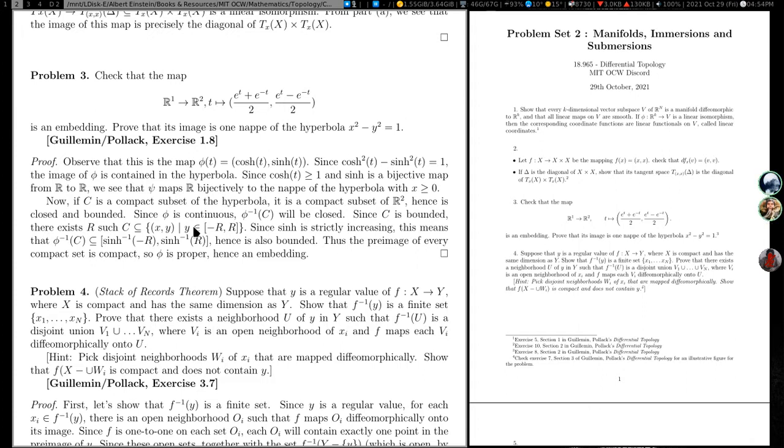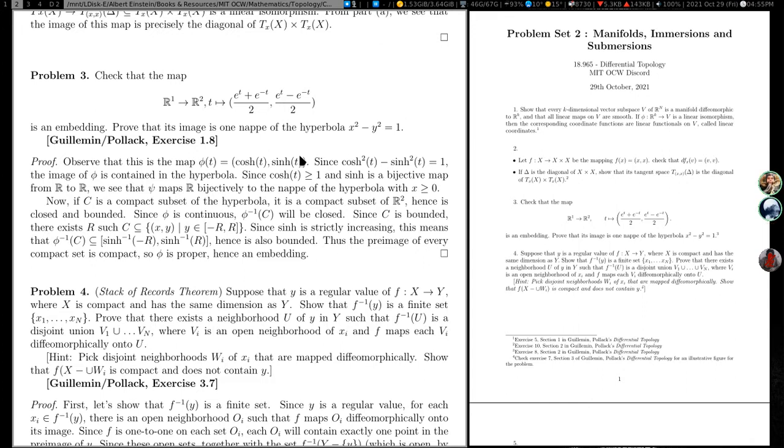And the function arcsinh of y is continuous on all of R2. So arcsinh y is the restriction of a continuous function on all of R2 to the hyperbola. Arcsinh is continuous, and therefore it takes compact sets to compact sets. That's the nice, easy proof. That's the way I should have done it.